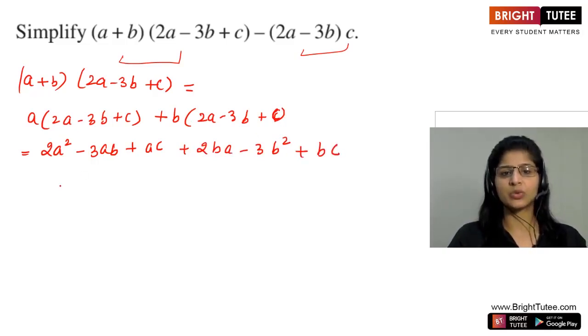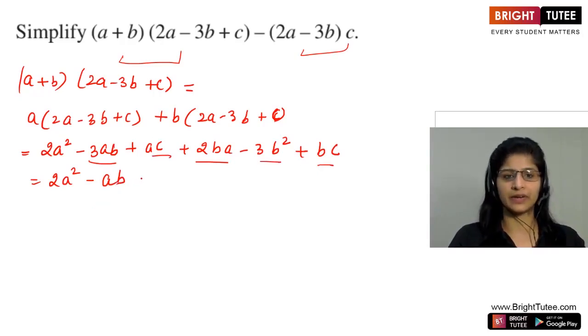So let us try to combine the like terms. Do we have any like term? We have 2a square, minus 3ab. Is there any other term containing ab? Yes, it is minus 3ab and it is plus 2ba. So we will be left with minus ab. Then we have ac, we have bc, and this. All three are different. So we'll just write them: ac, minus 3b square, plus bc. Clear? So this is the simplified form.